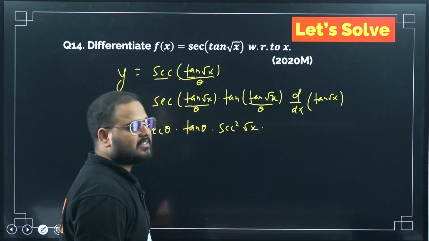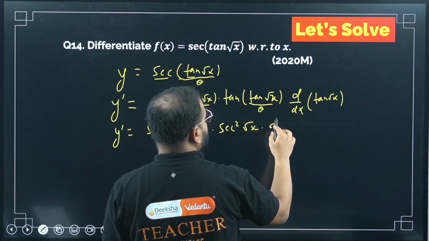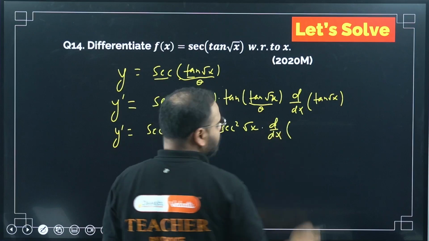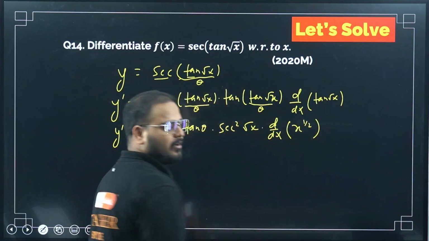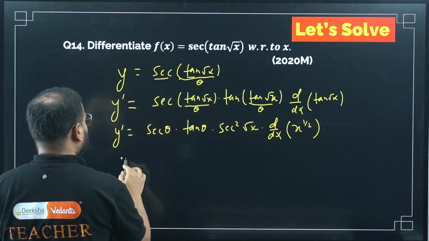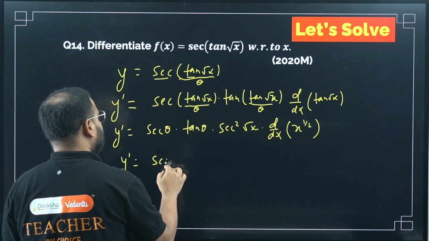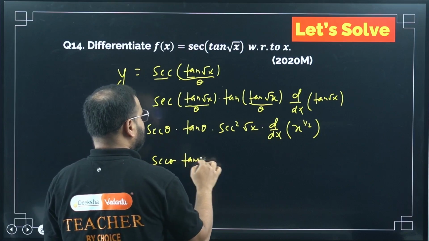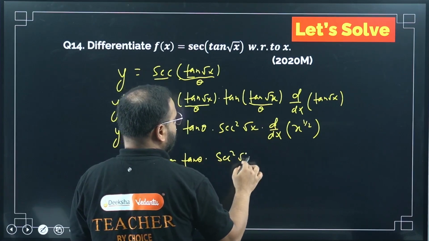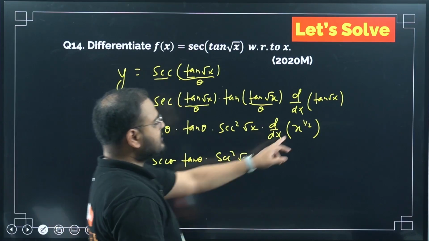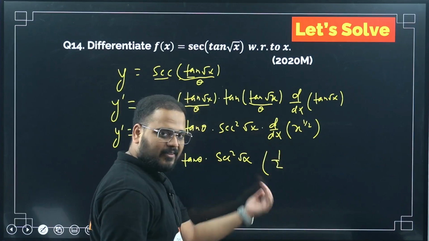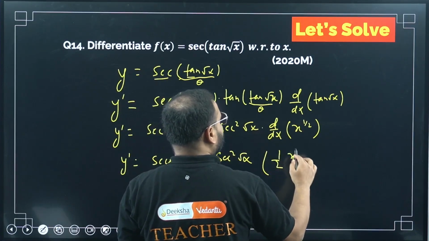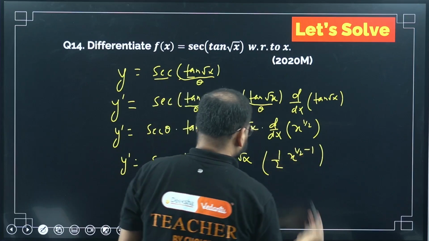What next? Differentiation of root x. Root x means x power 1 by 2. Root means power 1 by 2. Please check here. Y differentiation is sec theta tan theta sec square root x. And 1 by 2 will come in front, and x to the power 1 by 2 minus 1.